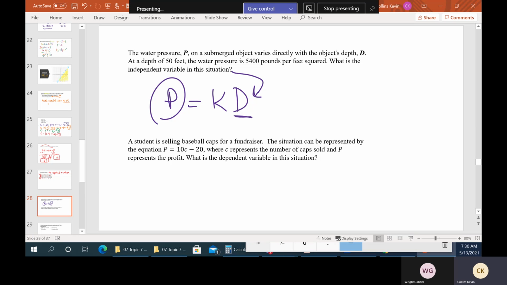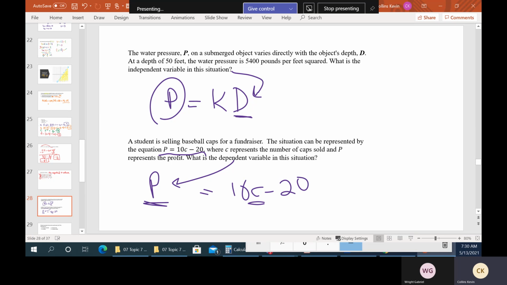All right, so next one. A student is selling baseball caps for a fundraiser. The situation is represented by this equation, where C is the number of caps sold and P is the profit. So what is the dependent variable? The dependent variable in this one is P, because it depends on how many caps we sell. The more caps you sell, the more profit you make. Does that make sense? So that's all they're looking for there.